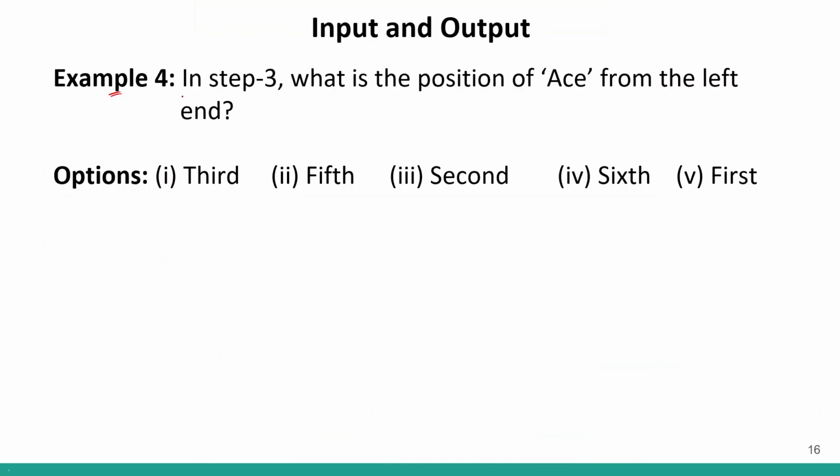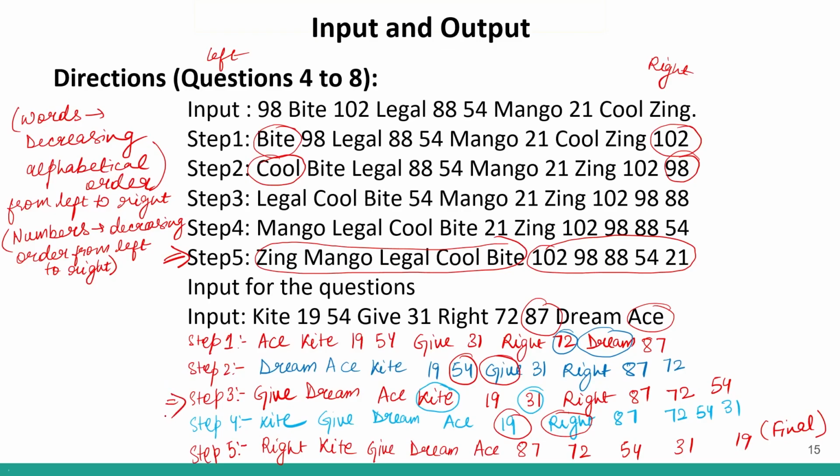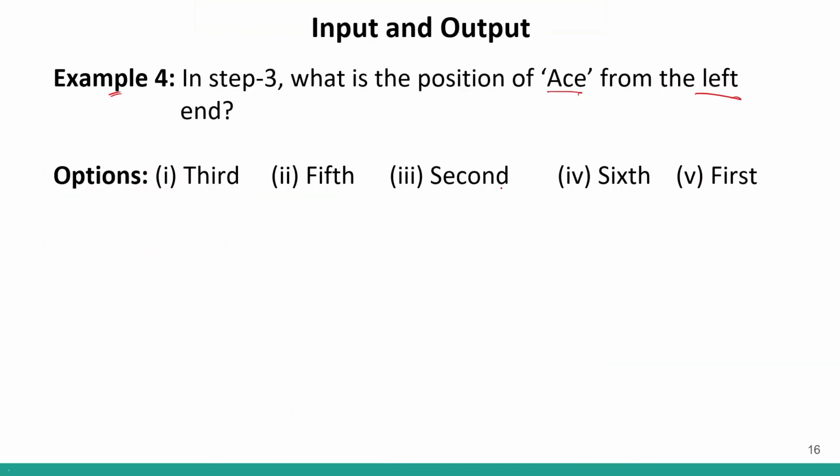Example number 4 says, in step 3, what is the position of ace from the left end? So, we have to first look at step number 3 and find the position of ace from left. So, moving to the arrangement. Step 3 is this one. From left it is 1, 2 and 3. So, the position of ace is third from the left. Option number 1 will be the correct answer to this question.